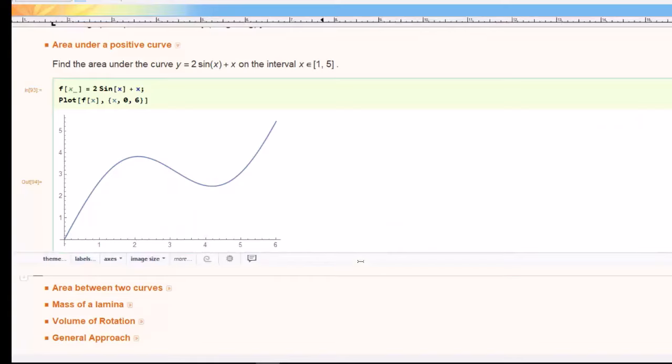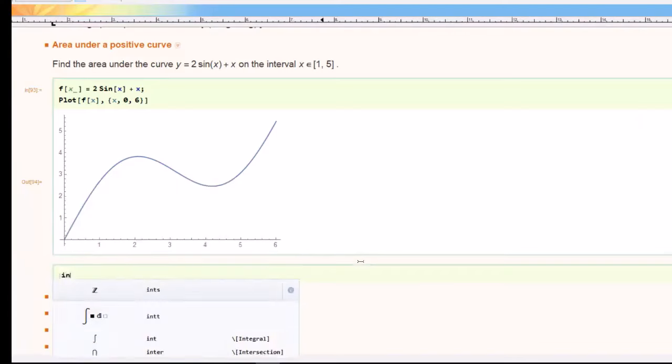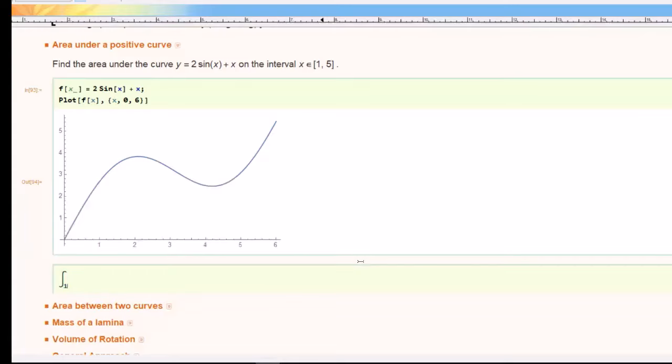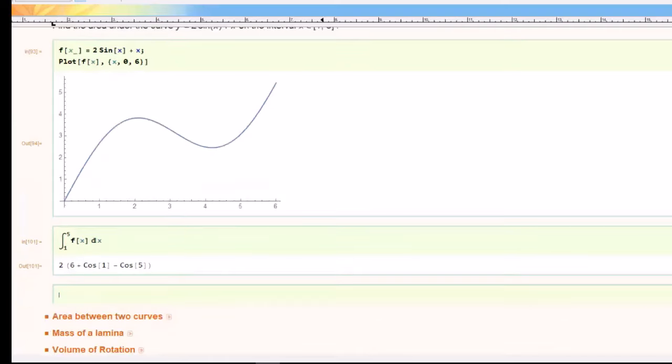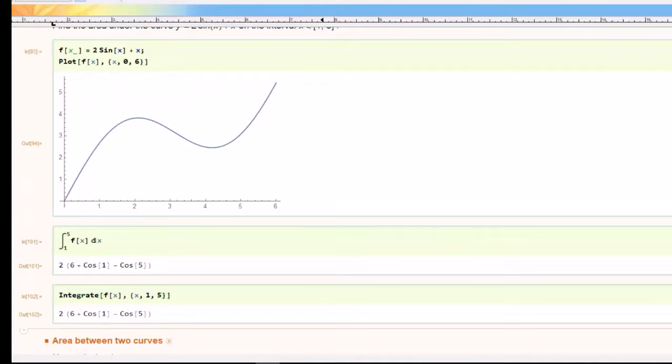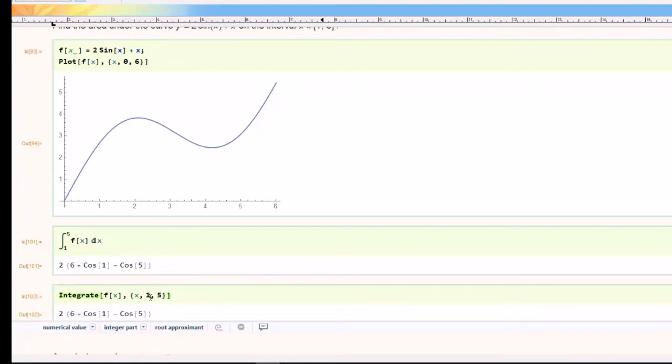So now to calculate the area under this curve, all I'm going to do is integrate from 1 to 5 my function with respect to x. And I could use this fancy notation that I can get from the palettes, or I could use the Integrate command in Mathematica like this. And remember, if I want to get a decimal value, if I put a decimal in, I'll get a decimal out. So now I have a value of 12 for the area under this curve.